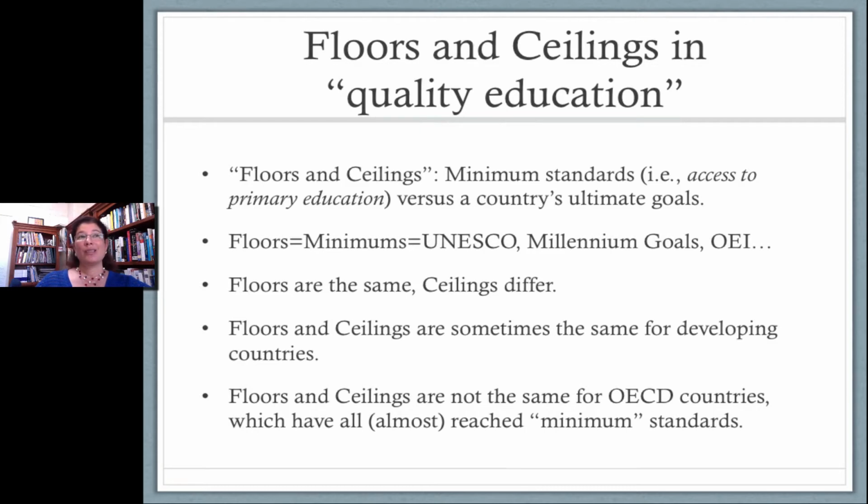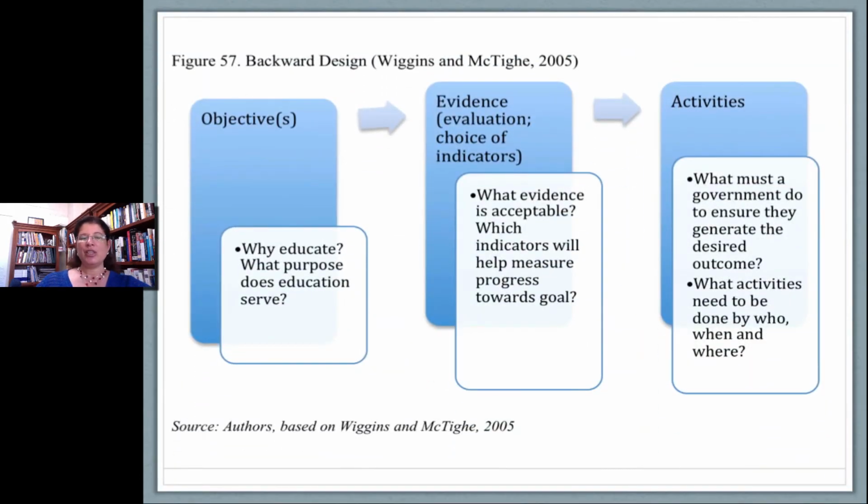Sometimes floors and ceilings are actually the same thing, because depending on the stage of a country's development, they're striving for the bare minimum, to basically say, this is where we're trying to reach right now. So they haven't projected towards higher goals much beyond what is recommended by UNESCO, for example. However, it's very important to recognize that floors and ceilings are not the same thing for OECD countries, all 34 of which have almost all passed the basic floors that have been recommended internationally. So their true challenge, I guess, is that now that they have the floors, they have to decide what the priorities are as far as ceiling measures. Where do they actually go?